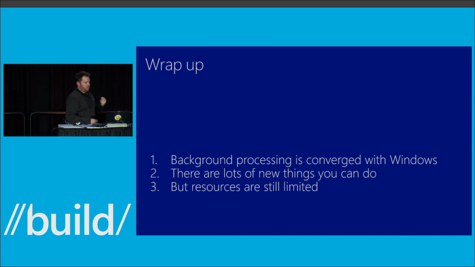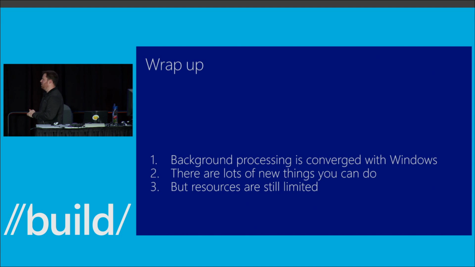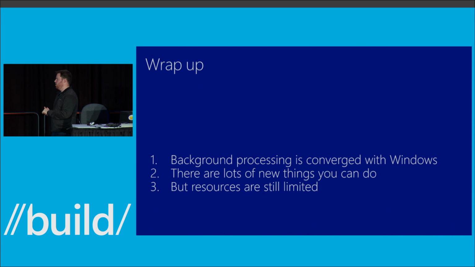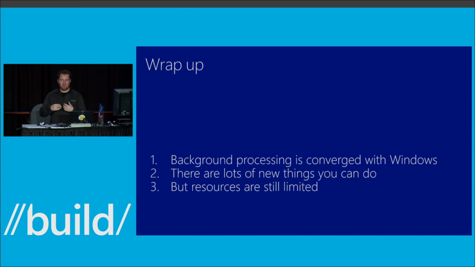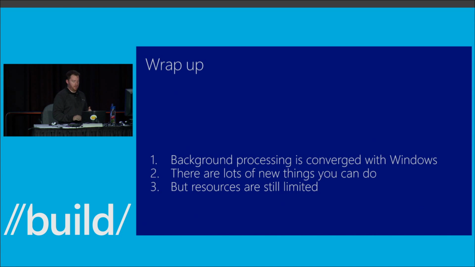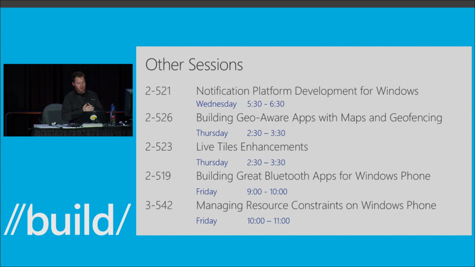So I'm just going to wrap up here. The key things: background processing is converged with Windows. We brought over all that goodness. Tons of new triggers, tons of new things you can do in the background. You asked for this, we gave it to you. I'm really happy that we've been able to expand what you can do in the background on the phone, while still having a really great experience where the user doesn't suddenly have the battery dead in their pocket, which is what we really want to avoid. We want to keep the user in control and have faith that their phone will always work for them. So always make sure that you're aware, especially on the phone, memory can be a restricting factor, but definitely there's tons of new stuff you can do on the phone.